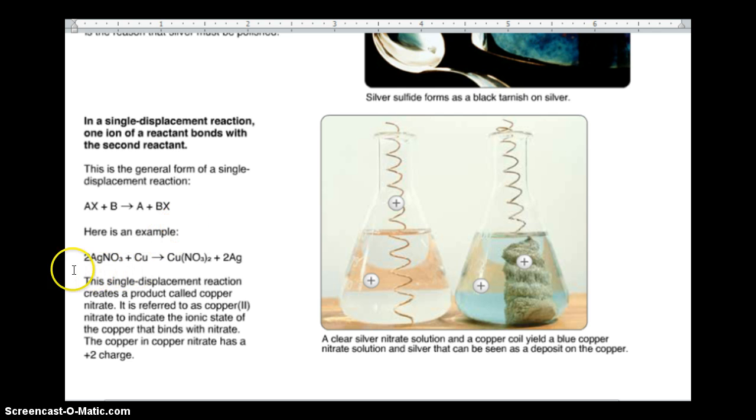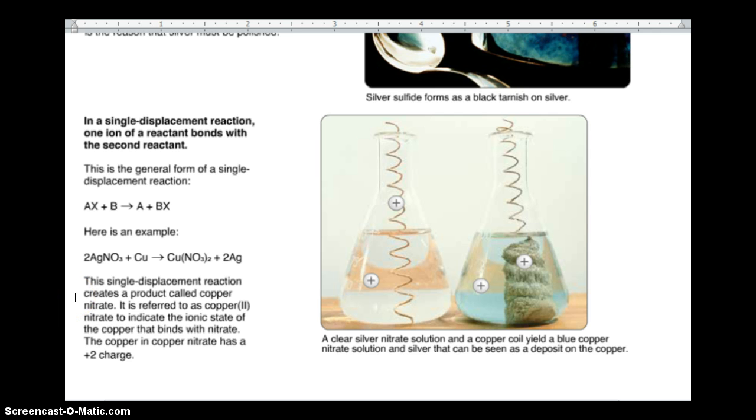So here's an example. Silver nitrate, and how many silver nitrate molecules are there? 2, plus copper. How many copper molecules? 1. Yields copper nitrate plus 2 silvers. So now the copper and nitrate are together. Originally the nitrate was with the silver. This single displacement reaction creates a product called copper nitrate.